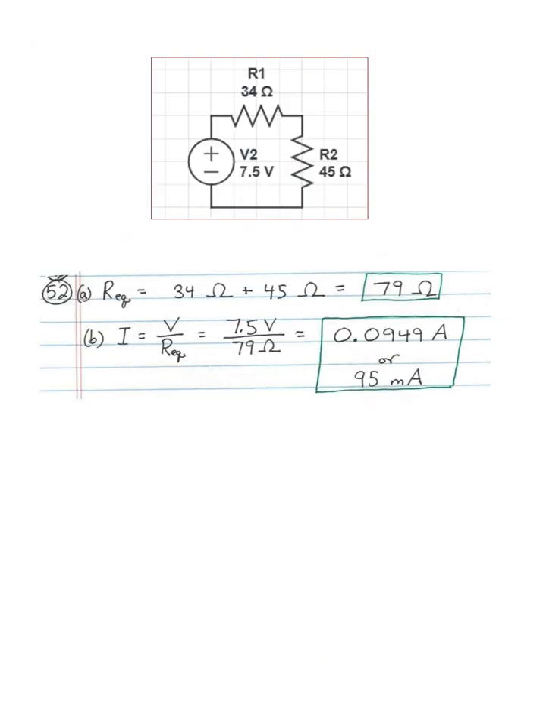Number 52, you can see I've drawn the circuit diagram at the top. A 34 ohm and a 45 ohm resistor are in series. Find the equivalent resistance. Find the current when the series combination is connected across a 7.5 volt battery.